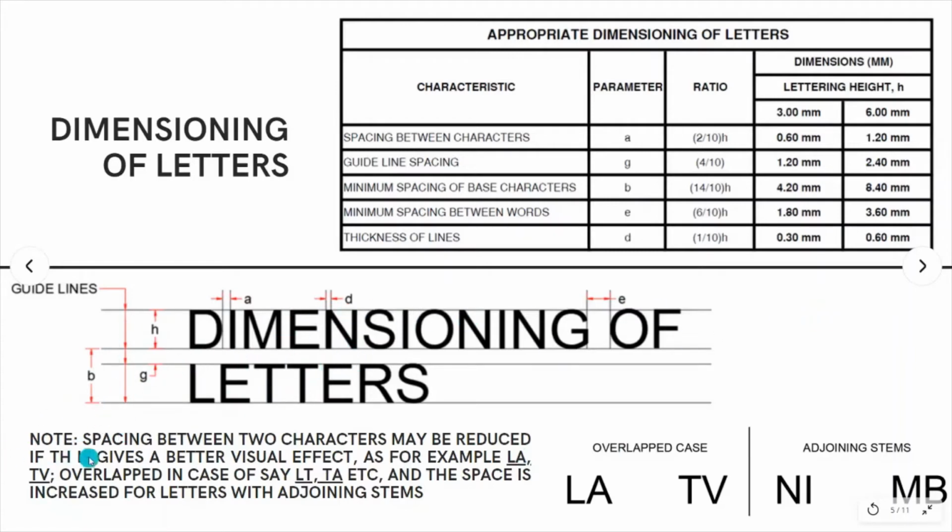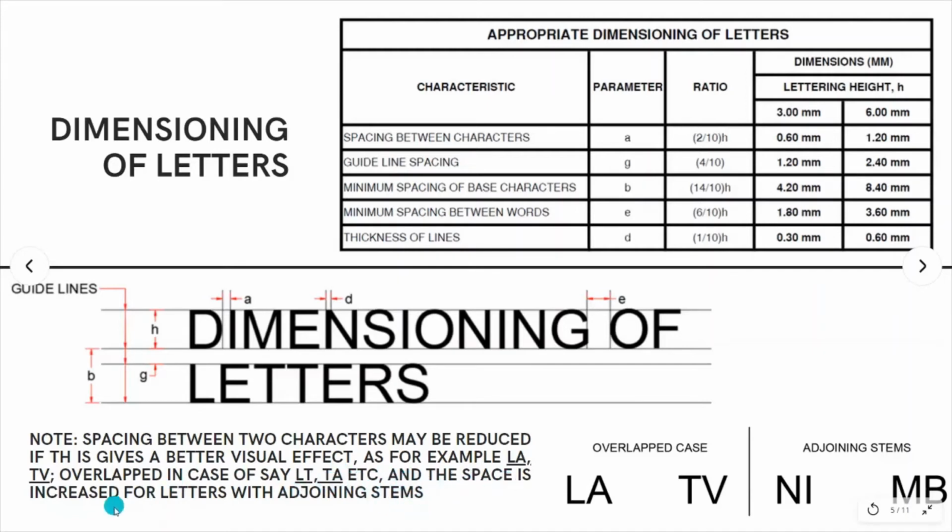Okay, so there's a note. Spacing between two characters may be reduced if the height gives a better visual effect, as for example LA or TV. So for LA or TV, the spacing between characters doesn't matter much. They can be brought closer together, or like in the overlap case such as LT. We can see it easily: the L and the T overlap, with the line of the L at the bottom and the T at the top. So the spacing can be made smaller. Or like TA, which overlaps, so the spacing can be made smaller.